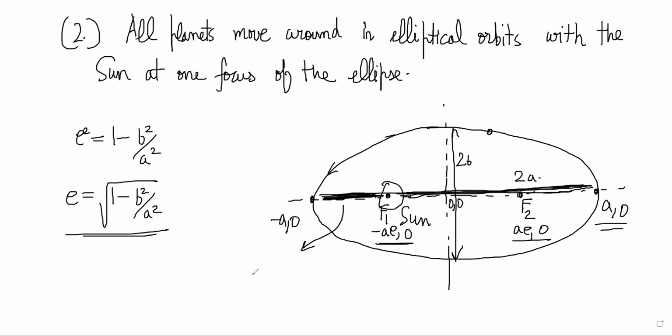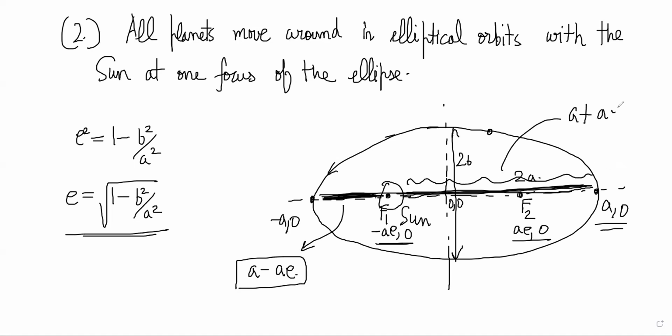The closest distance is basically A minus AE, right? And the largest distance is A plus AE, right? And at other times they are at intermediate distances between this and this, right? For most of the planets, the eccentricity of the ellipse is very close to zero. For example, for Earth and all, the orbit is very close to a circle. If the eccentricity is zero, it's a circle, right? So most of the times we can use our circular orbit approximation.